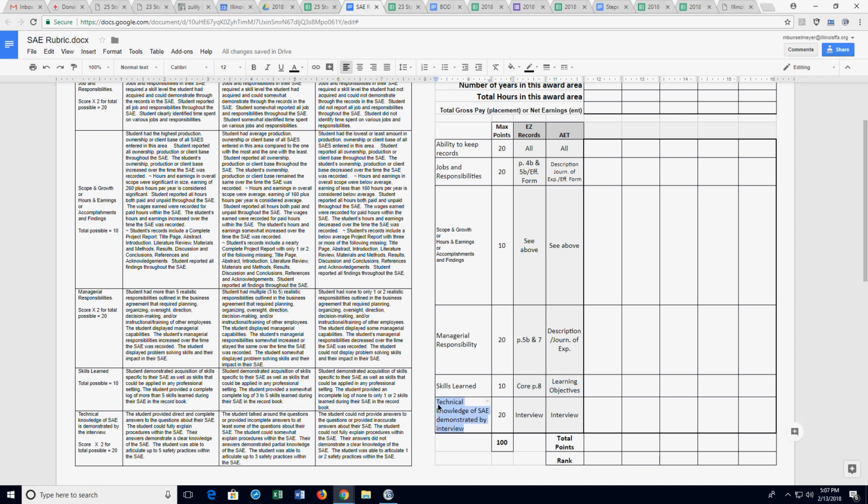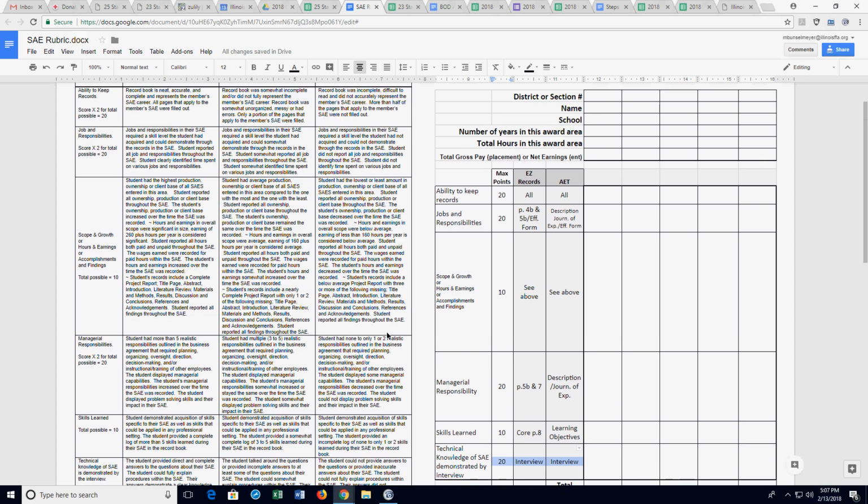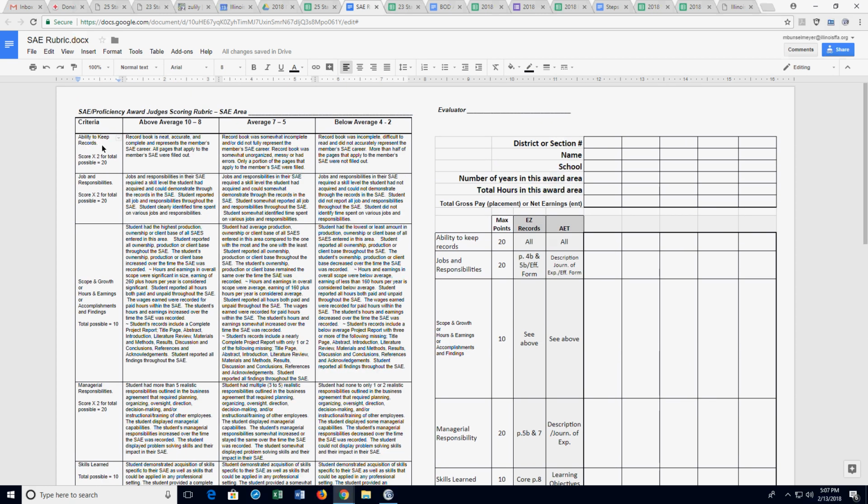The last piece that you will judge is the technical knowledge of the SAE demonstrated by the interview. That is worth 20 points. Moving over to the left-hand side of the piece of paper that you'll be using, the rubric that you're given to judge at the district and state level.